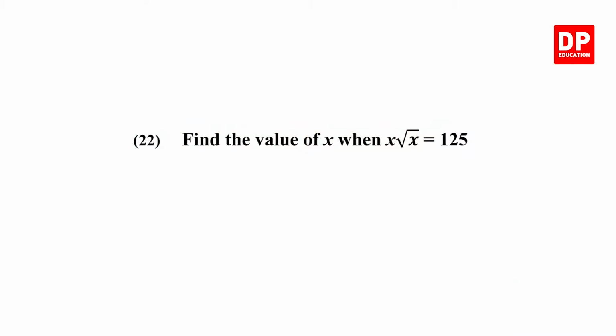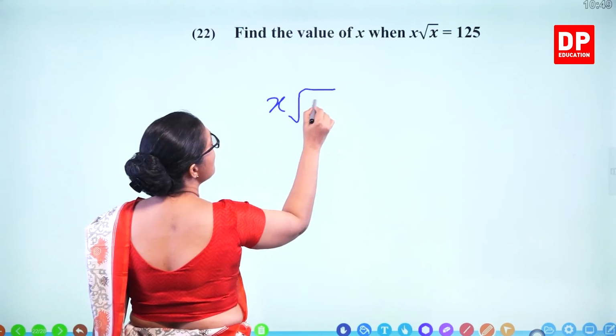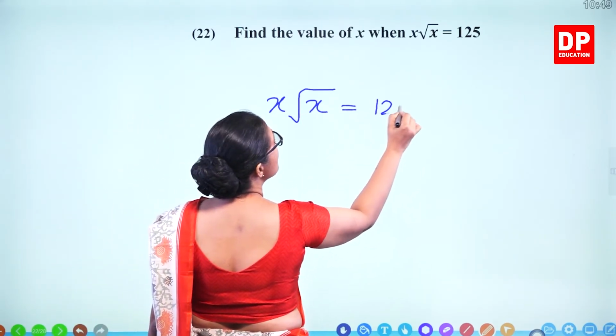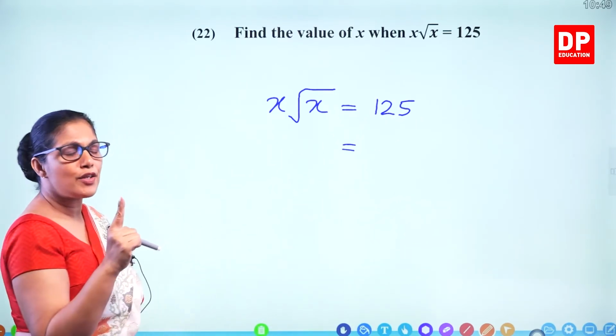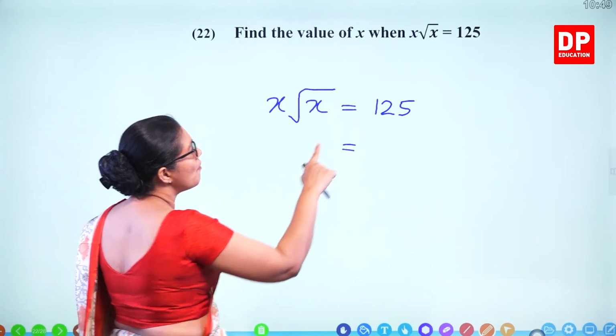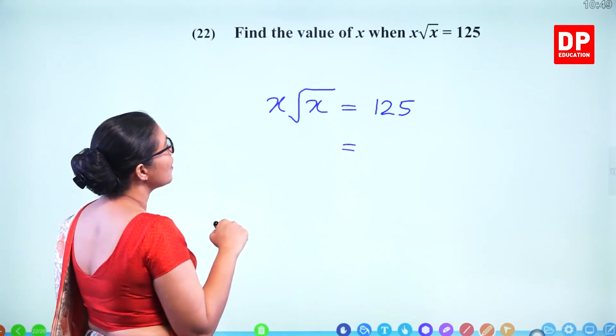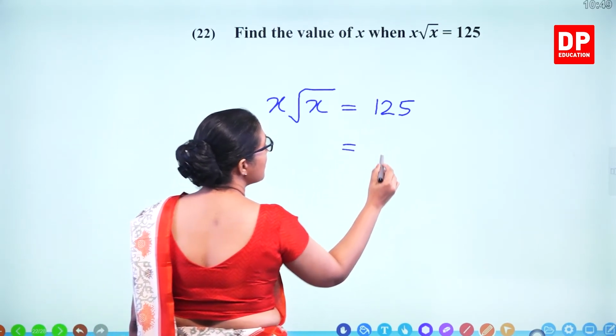Question number 22. Find the value of x when x root x equals 125. How can you write 125? What's the power? 5 to the power 3.